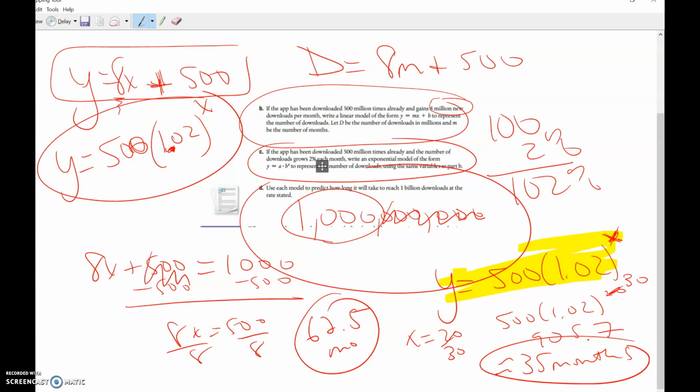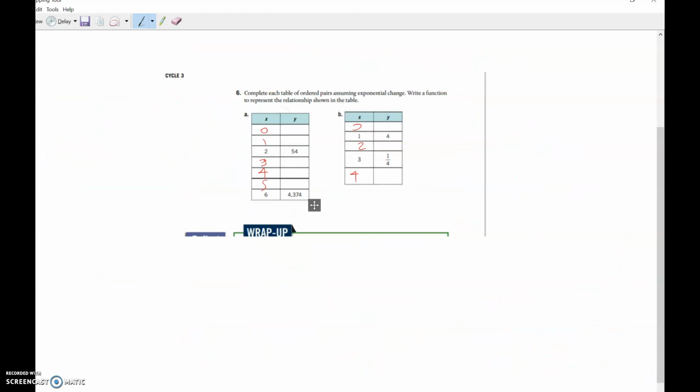Let's see. All right, let's go ahead and turn the page and look at number 6. Okay, so the next one says, write equations assuming exponential change.